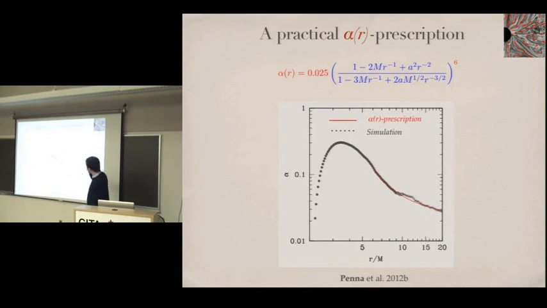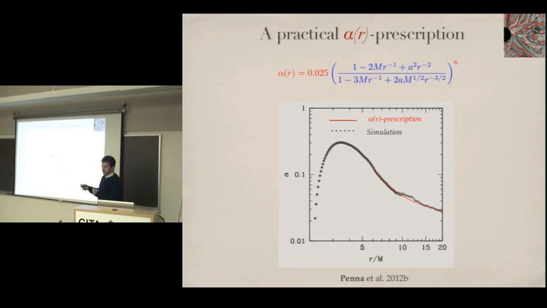And so if you take this as your alpha of R prescription, you get this red curve, which fits the data out here really well. So this is something you could compute as a homework exercise in a GR class. And then raising it to the 6, and that's just what fits the data. And it's also another neat spin-off of this project.